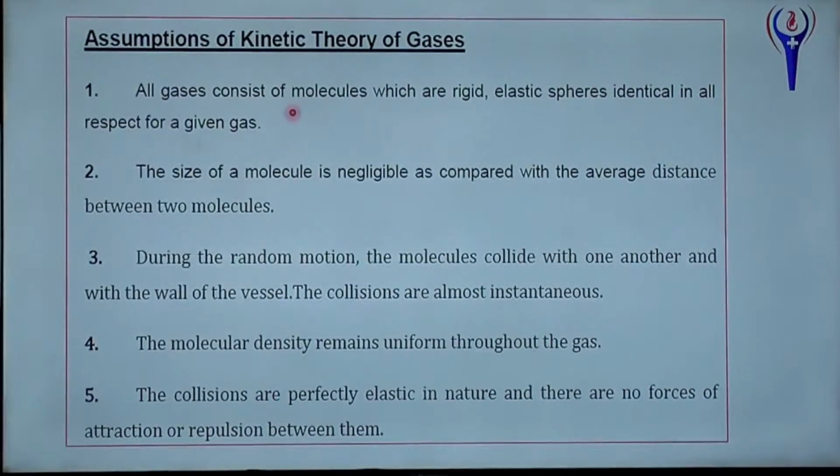Assumptions of kinetic theory of gases. All gases consist of molecules which are rigid. What is rigid? A rigid body is a body in which, by application of force, there is no relative displacement between the particles. That is a rigid body. And elastic spheres, identical in all respects for a given gas.